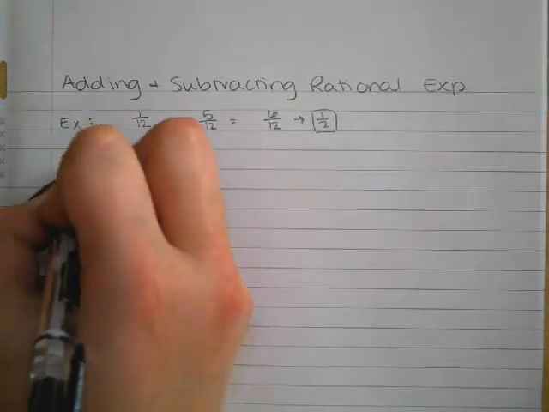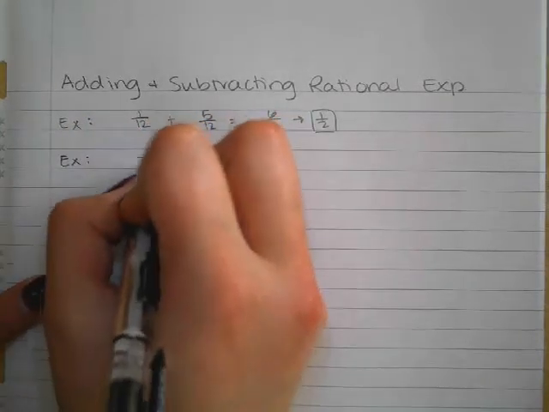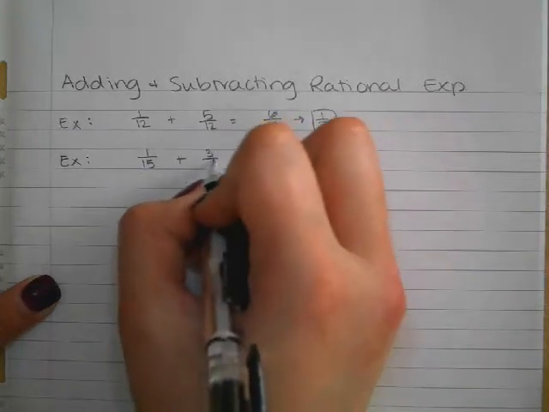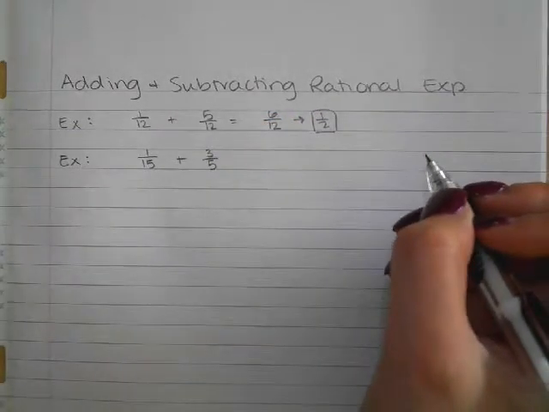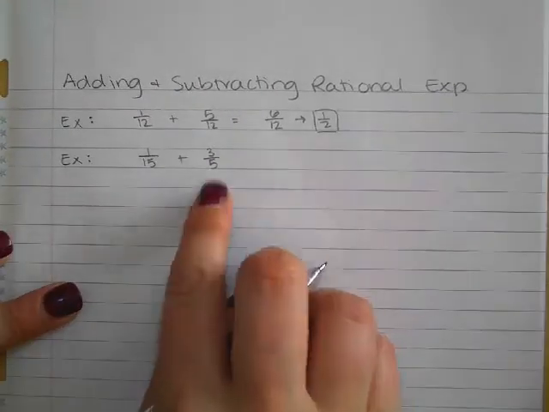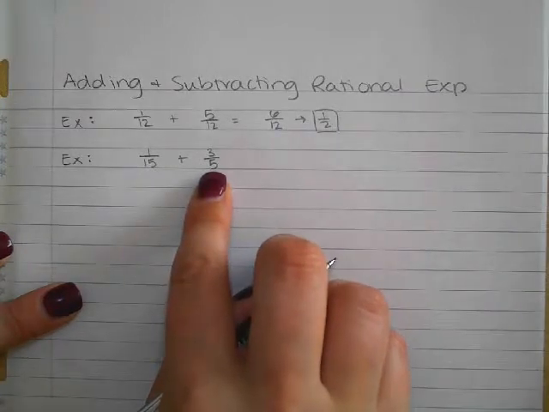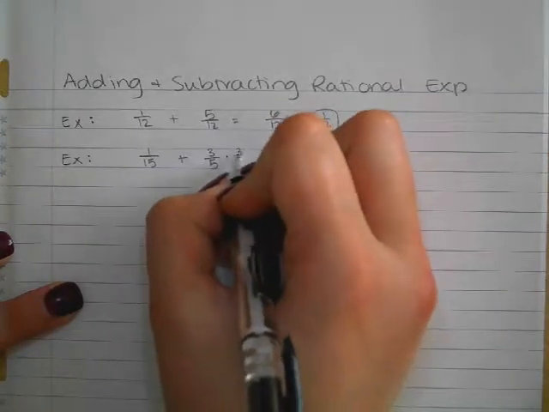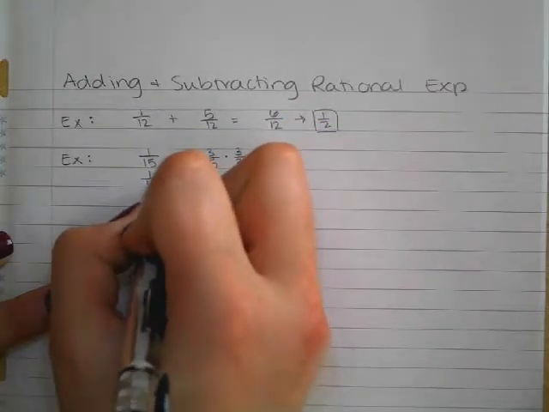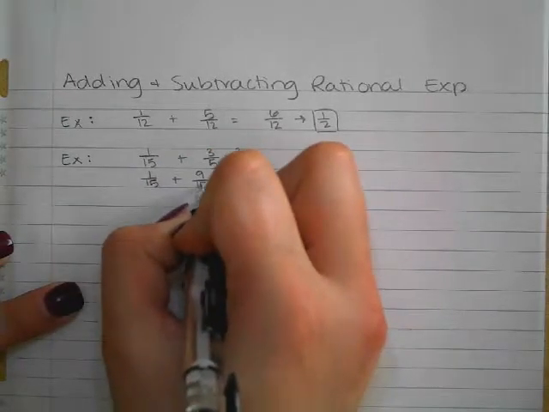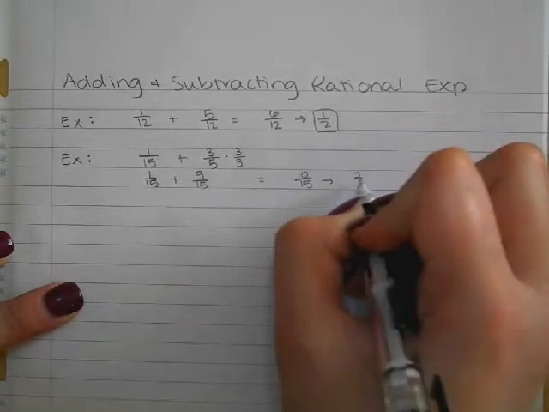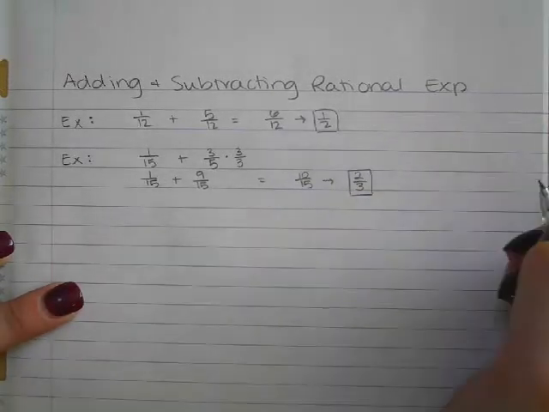If I wanted to add 1/15 plus 3/5, I can't just add those together and say that that's 4/20. I have to get a common denominator. So I would have to take this fraction right here and multiply it by 3 on the top and 3 on the bottom to get that common denominator. And then this problem would become 1/15 plus 9/15, and that would give me 10/15, which I could reduce to 2/3 when I divide the bottom and the top by 5.